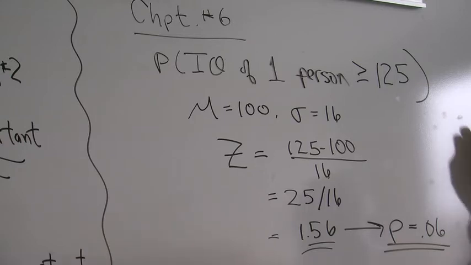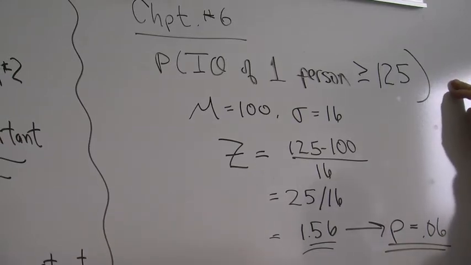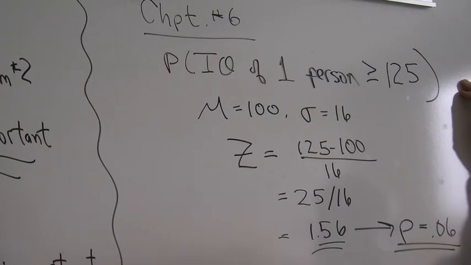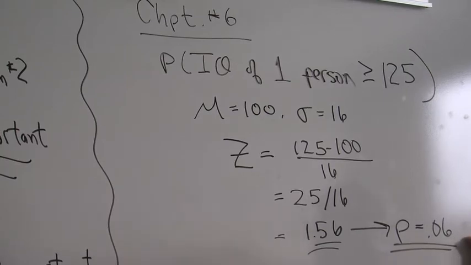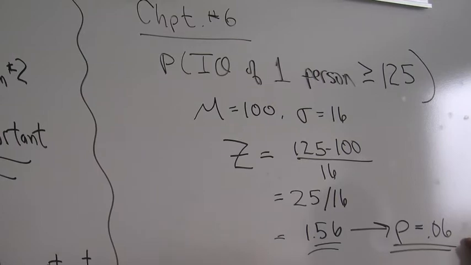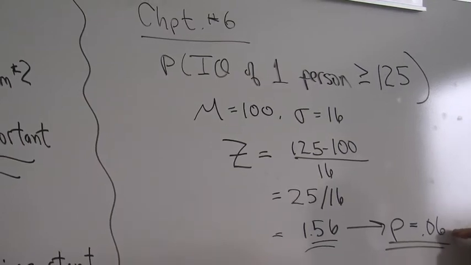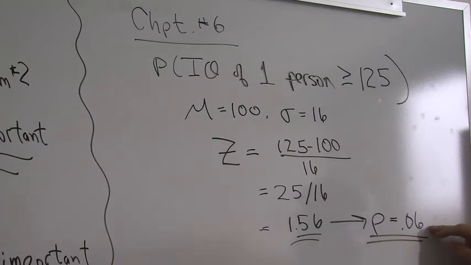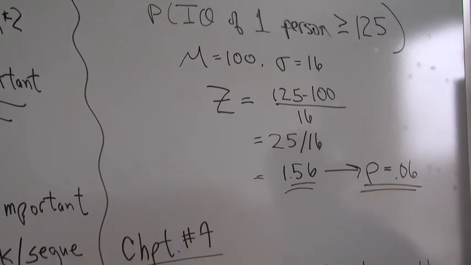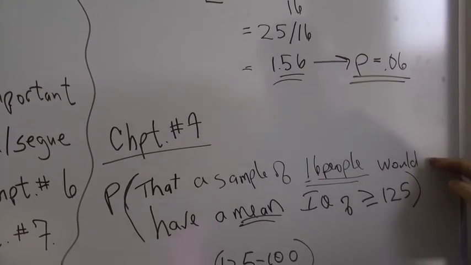But if you'll recall, when we calculated the probability of one person having an IQ of at least 125, we ended up with about 0.06. Okay, so 6 people out of 100, 3 people out of 50, would have an IQ of 125 or more. Not a frequently occurring item, but there's a calculable probability that it does happen. Now I move you from Chapter 6 to Chapter 7, and look how the question changes.